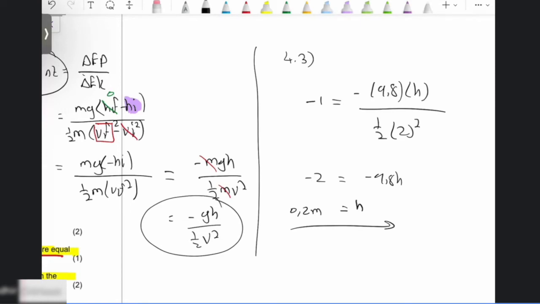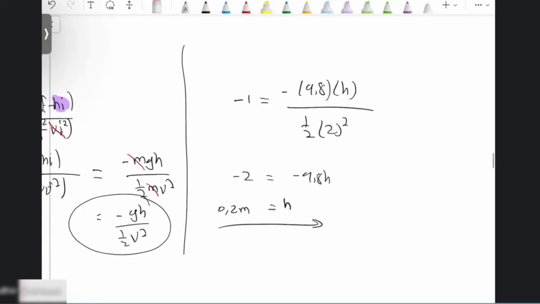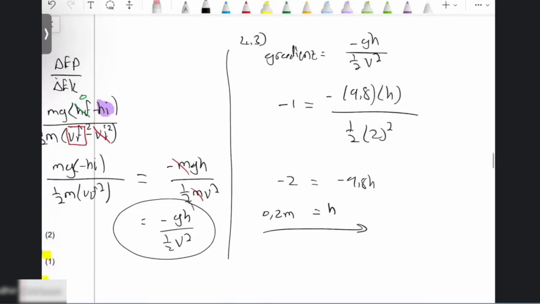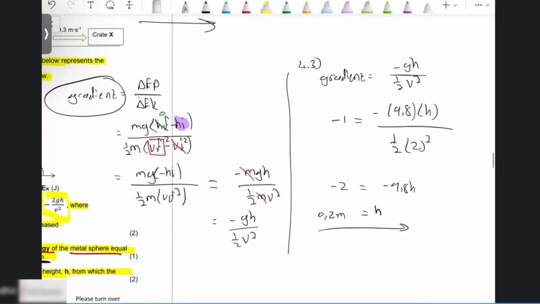Which formula did I use? I used this formula, where we prove that the gradient is equal to minus GH all over half V squared. That is equal to that there.